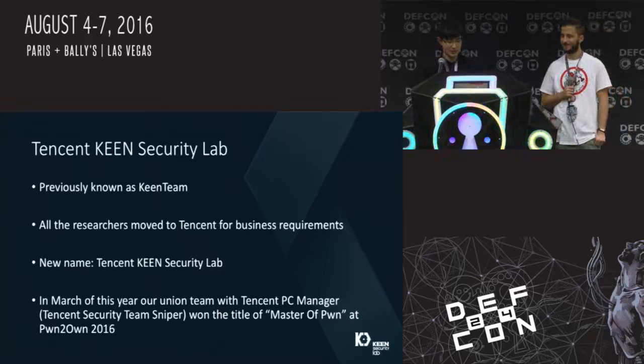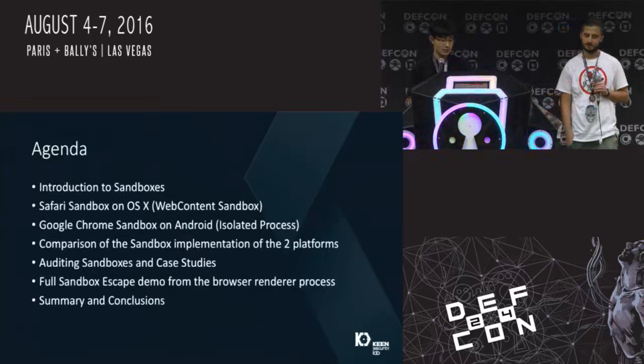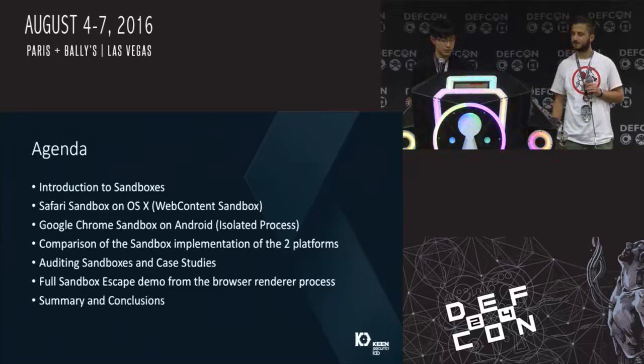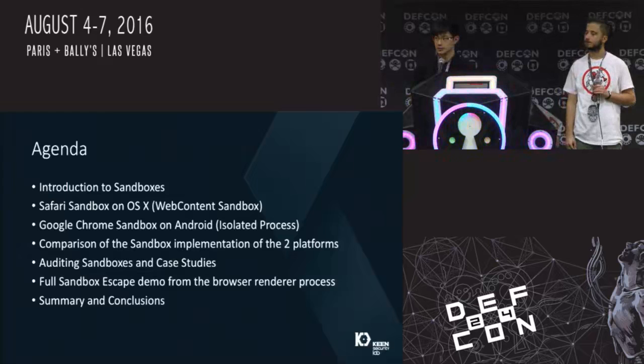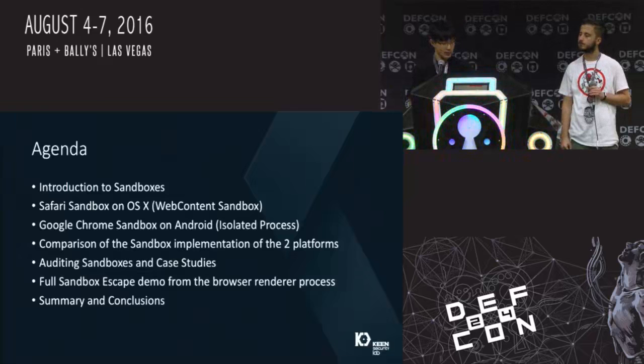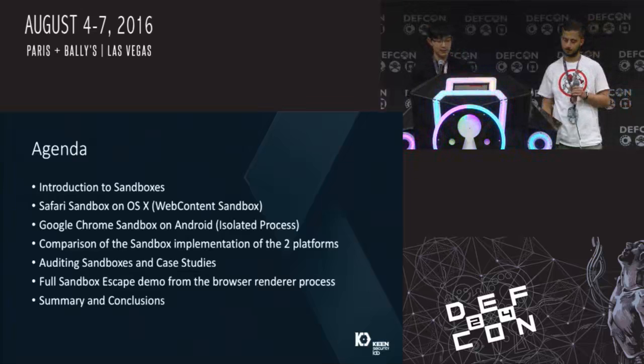Okay, so here is the agenda. As I have stated before, we will do an introduction to sandboxes, and both the Safari sandbox on the Apple platform and the Google Chrome sandbox on the Android platform, and we will do the comparison and auditing of the sandboxes. And how to do auditing, where you should look at, and we'll give some case studies on some historical vulnerabilities and some vulnerabilities we used in this year's Pwn2Own. At the end of the talk, we'll deliver 2 demos of escaping the Safari sandbox. Actually, I believe we should present a Chrome demo, but we hope to reserve it for this year's mobile Pwn2Own, forgive me. And finally, we'll get to the summary and the conclusions.